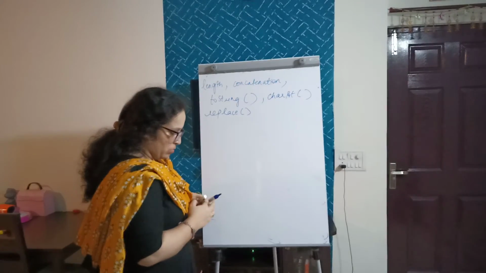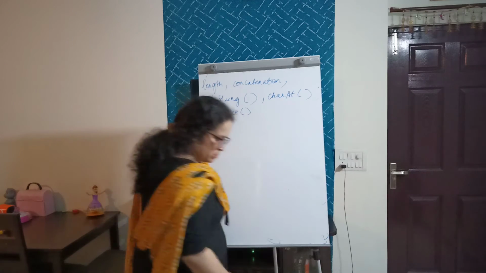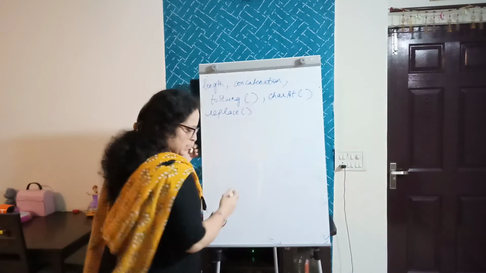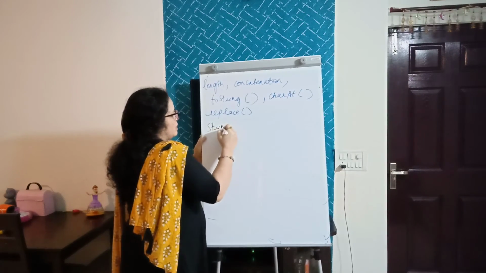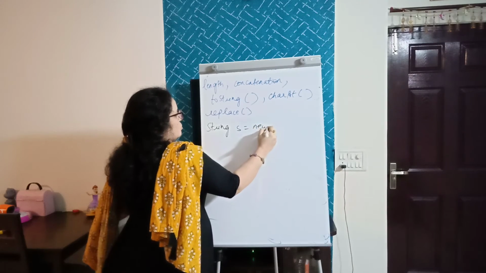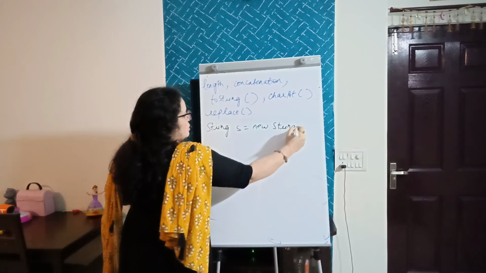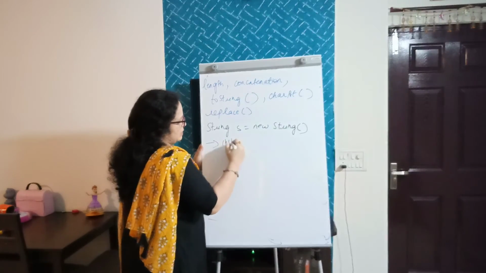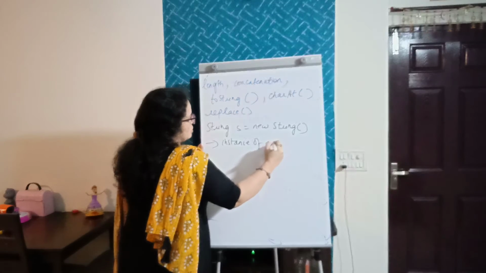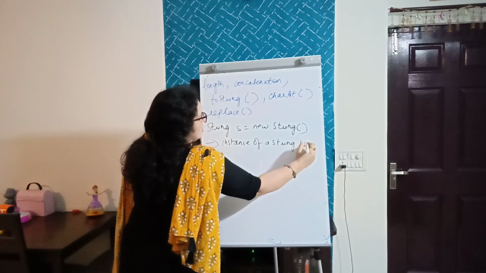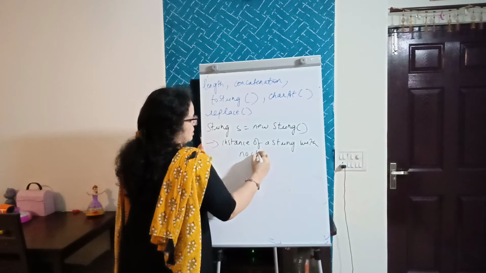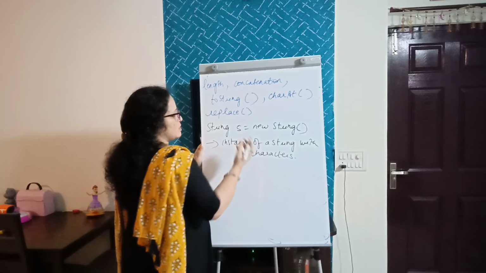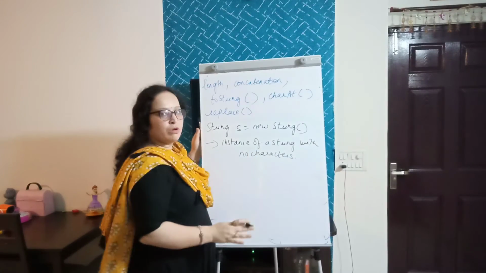And there are many more functions that we will be discussing in our coming classes. Now one more thing I want to tell you in this particular lecture is, I have told you that when you write String s = new String(), what will it do? Basically it will create an instance of a string with no characters. Instance means what? Object of a string which will have no characters.